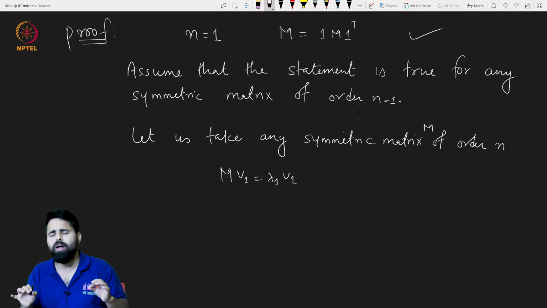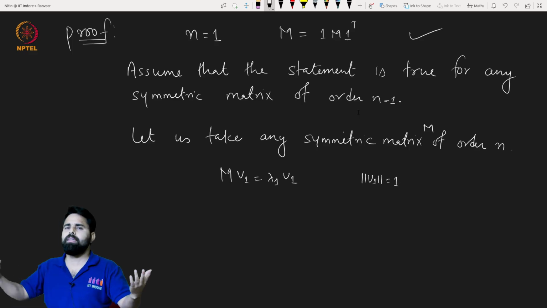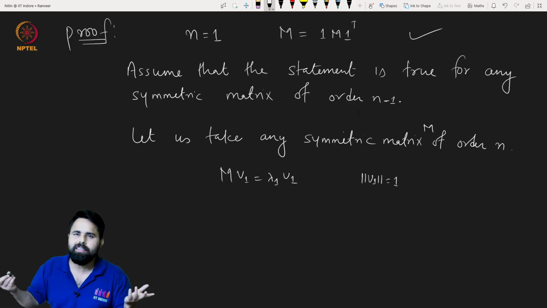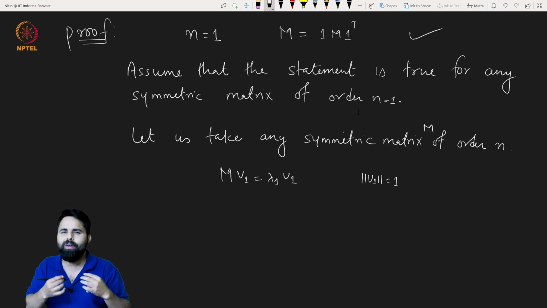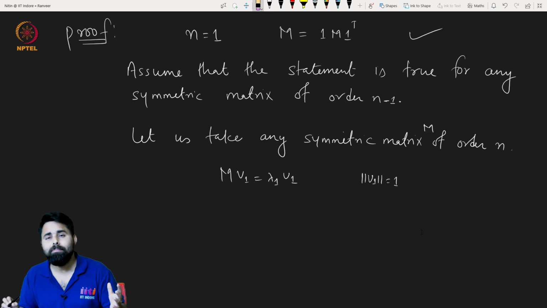Now what I can do is using v1, and I am taking v1 as normalized. Basically, the norm of v1 is equal to 1. Remember, you can multiply an eigenvector with any constant, and it will still be an eigenvector. So I am by default taking its normalized version.